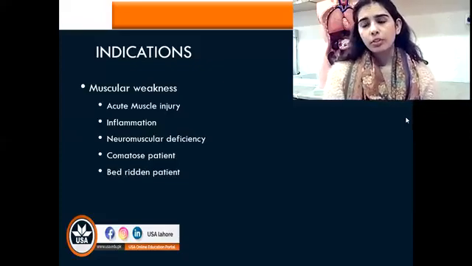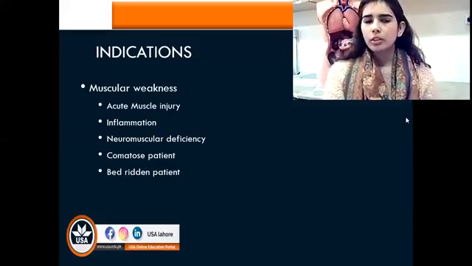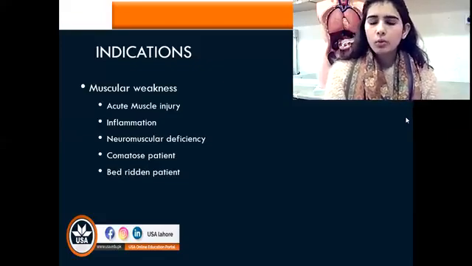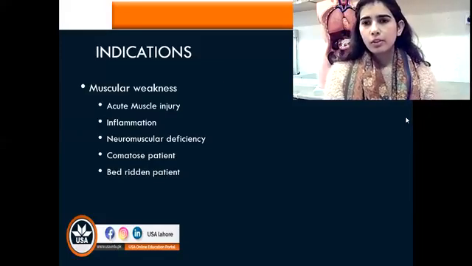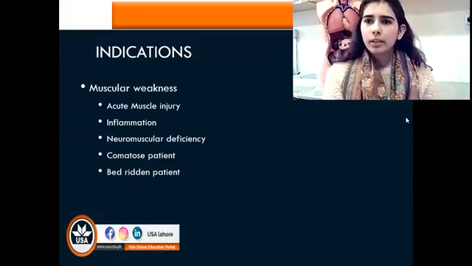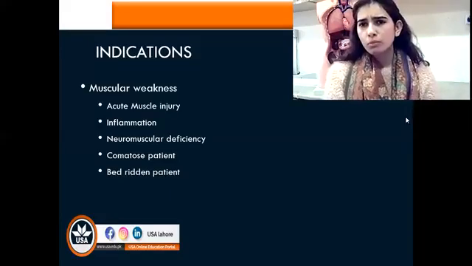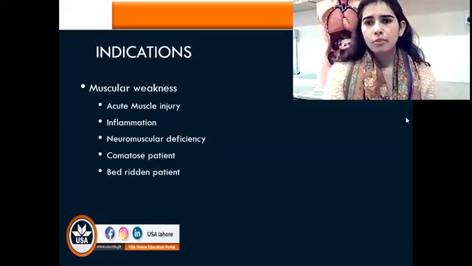Then comes the inflammation. If a muscle or an area is having an inflammation, there could be muscle weakness as a cause and as a result as well. Then comes neuromuscular deficiency, where there is a lesser nerve supply to the muscle that has to perform a movement. If the nerve supply is not enough, that muscle is not going to perform its action to its full. So there is a need to assist that kind of movement with the help of passive movements.